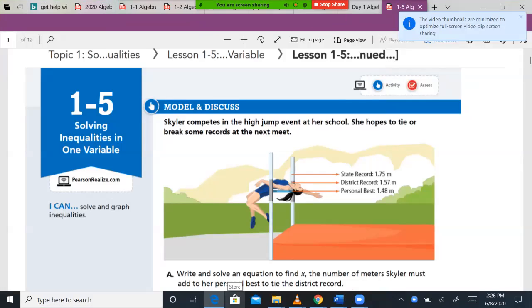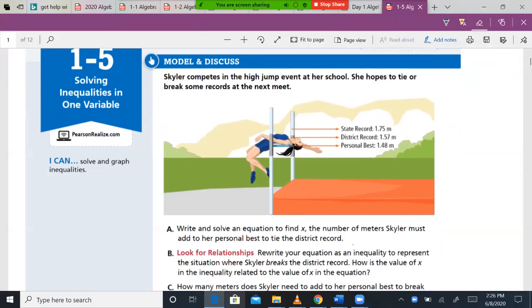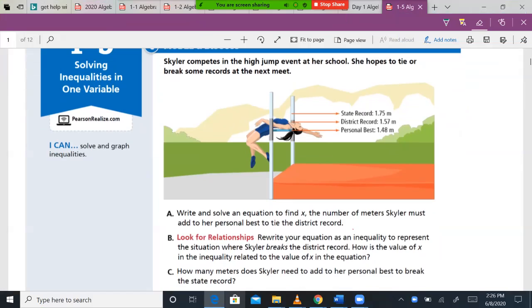Okay, here's another lesson, 1-5, solving inequalities with one variable. Very straightforward. So here we go. Skylar competes in the high jump event at her school. She hopes to tie or break some records at her next meet.